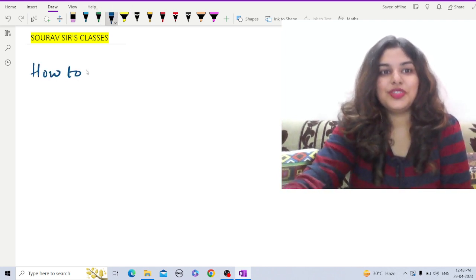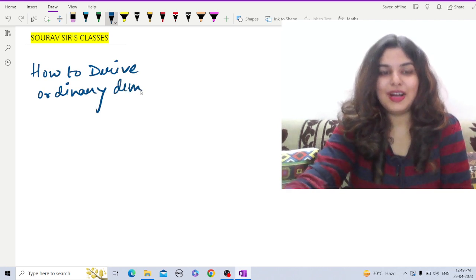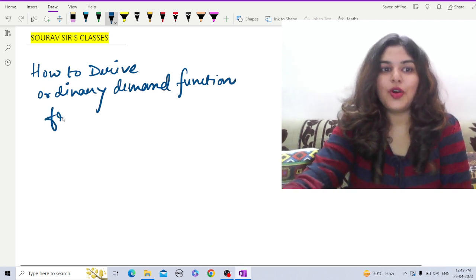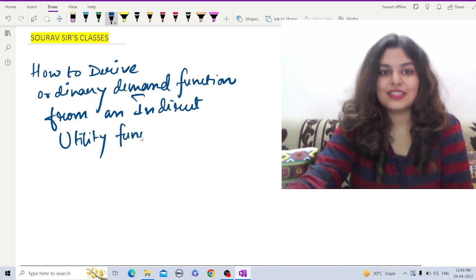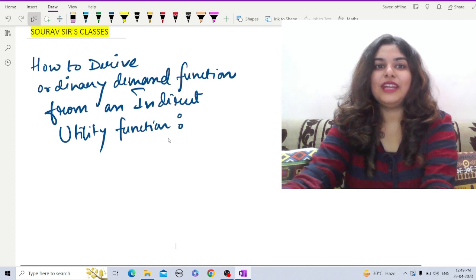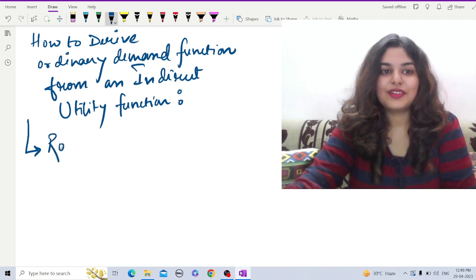How to derive ordinary demand function from an indirect utility function. So, in order to do that, we are going to learn a new topic. We can derive it using Roy's identity.